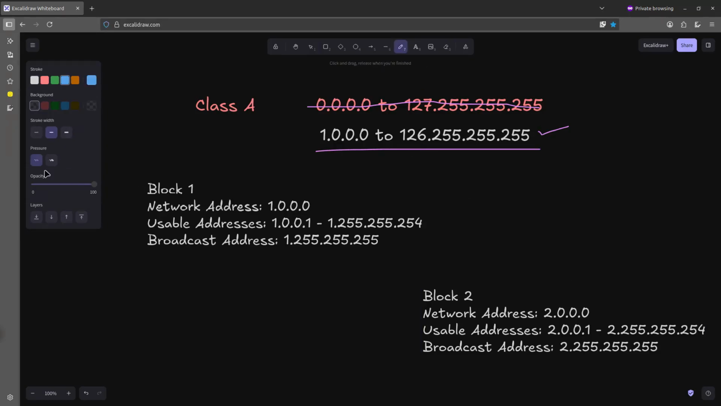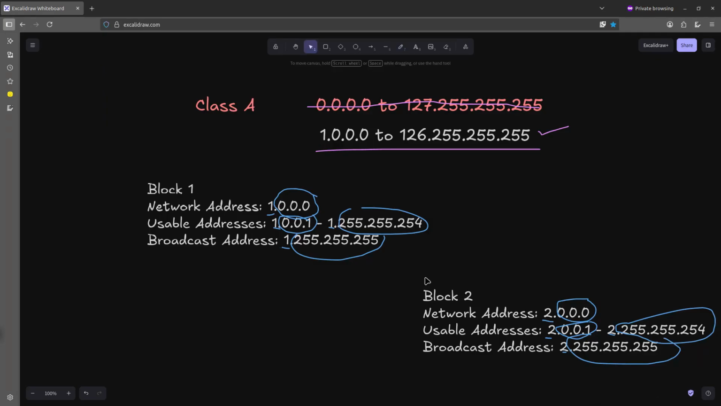Now, if you notice, only the first number is locked in. First number is locked in. Here, first number is locked in. The rest all, it changes. This is the host part. Host part. Host part. Host part. Okay.